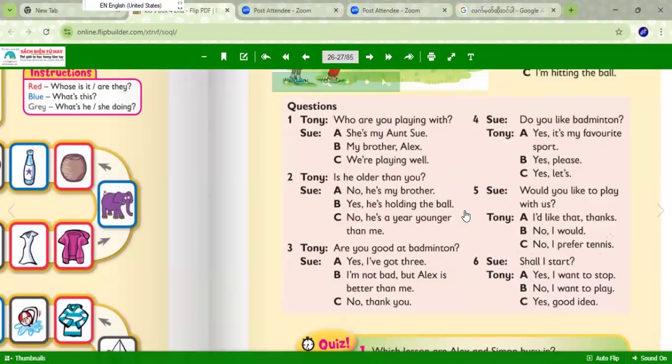B. I'm not bad. Very good. Yes, B. So, the question is, are you good at badminton?